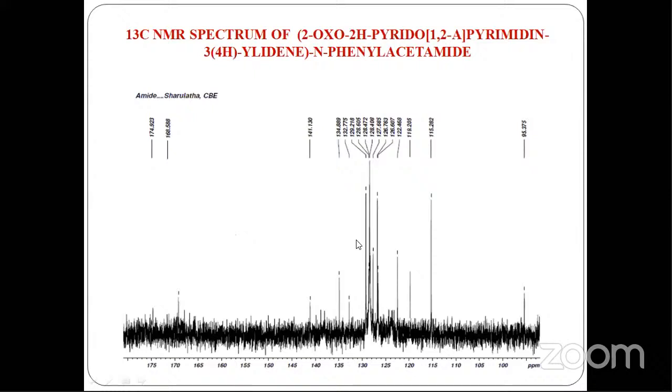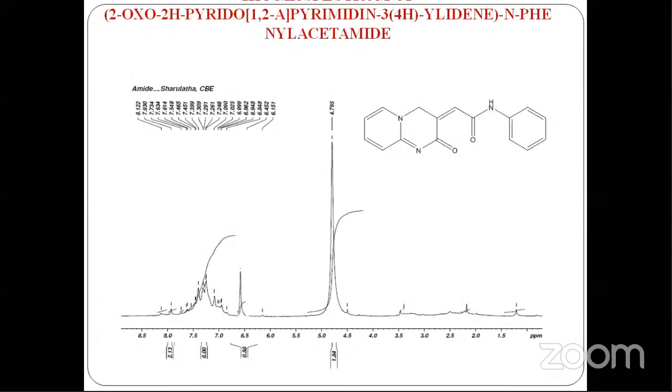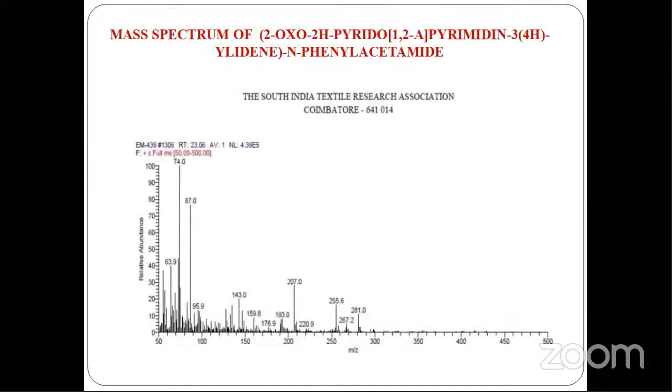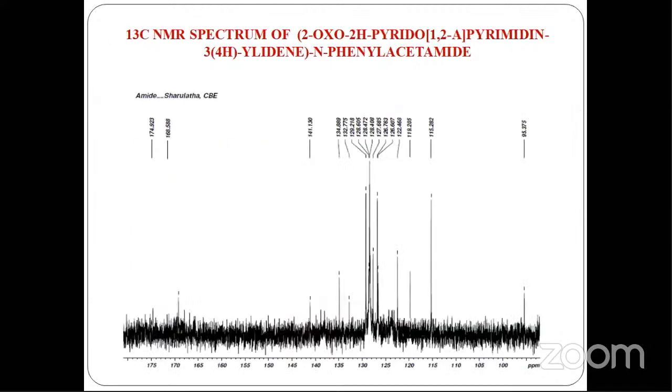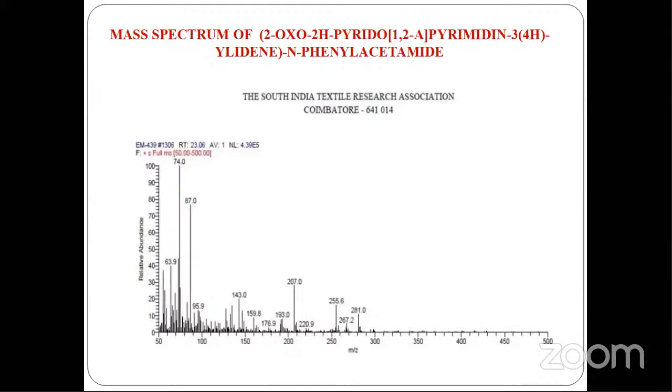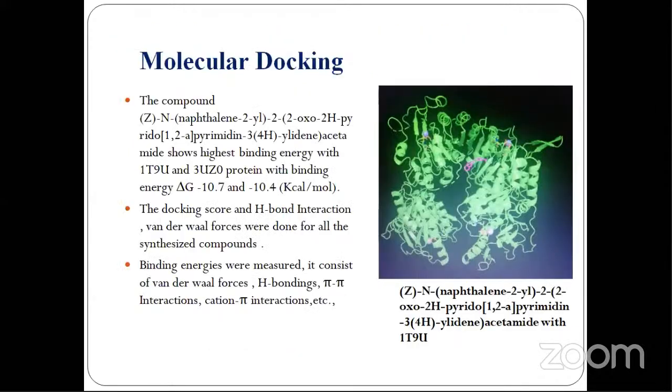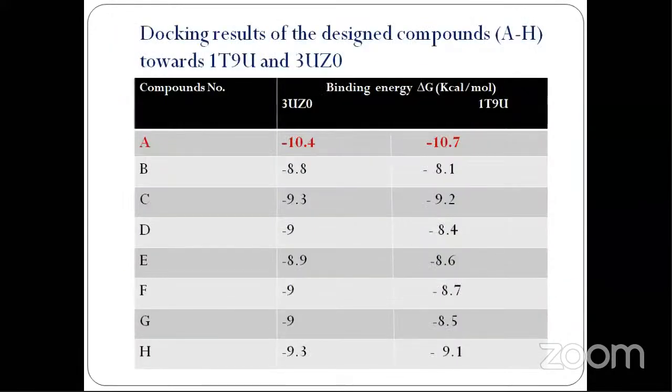And we also carried out the C13 NMR, which gives 16 carbon peaks, which also confirms the structure of the synthesized amide. And we also took the mass spectrum, in which the molecular ion peak is 281. So from all this characterization, we confirm the structure of all 8 synthesized amides. And we carried out the molecular docking for the 8 synthesized compounds also.